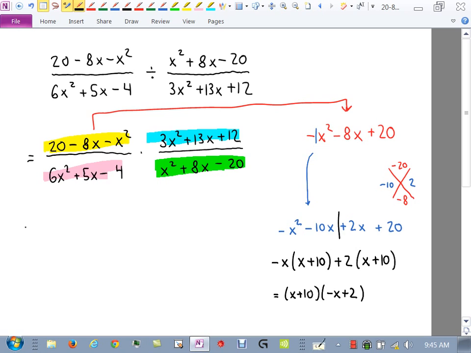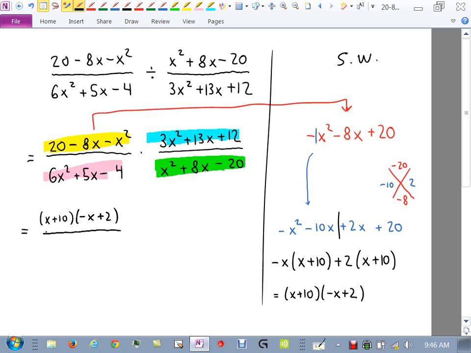Okay, now I'm going to come back over here to the problem, because remember, that was all scratch work over there, right? Sometimes I put SW for scratch work on that side. Come back over here, that top left turns into x plus 10 times negative x plus 2. The bottom turns into, let's see, we'd have to factor that, right?